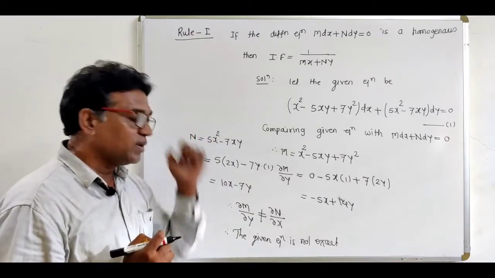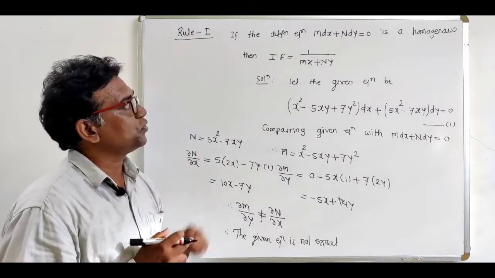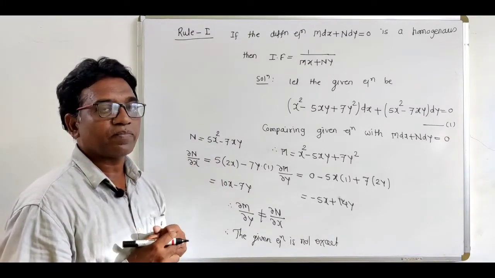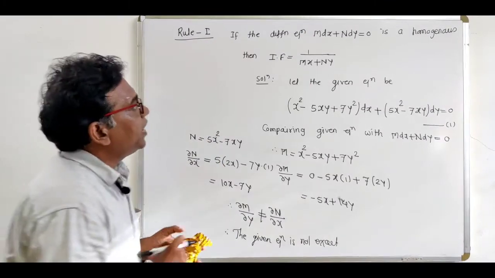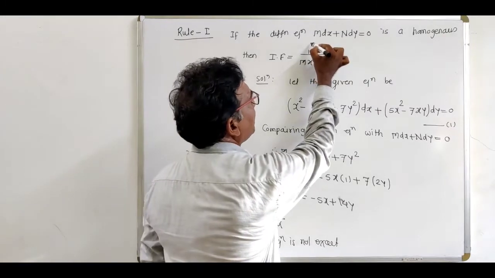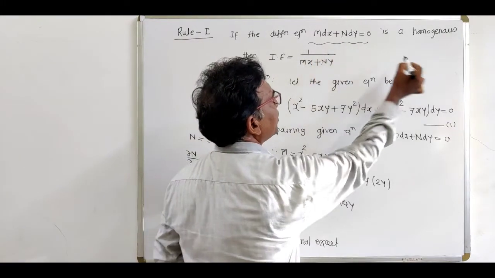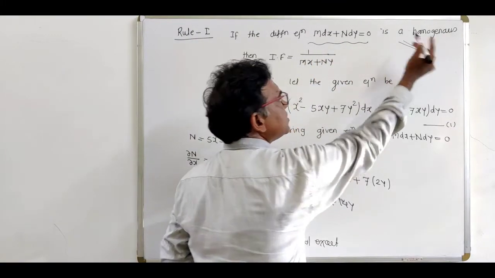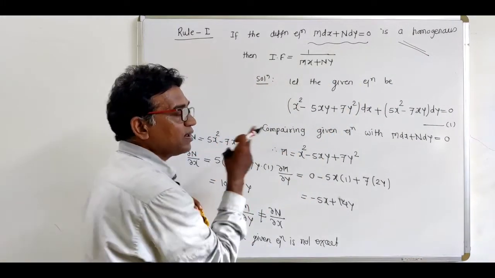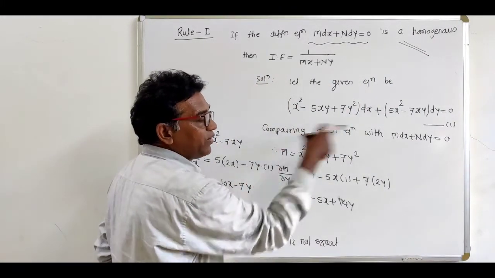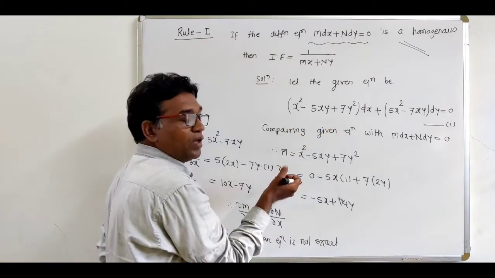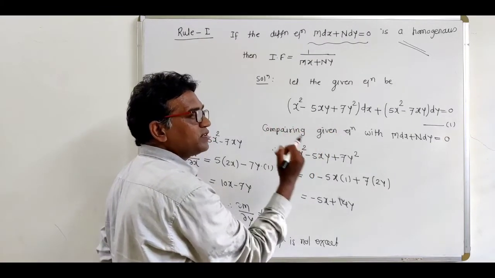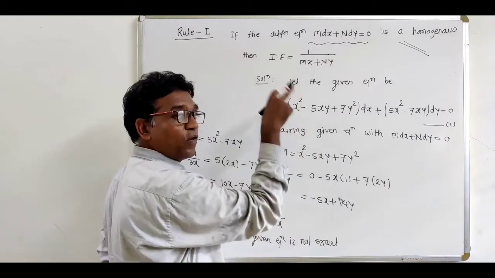Now see how to find the integrating factor. This is the first rule for finding the integrating factor. Now see, what is that rule? If the differential equation M dx plus N dy equal to 0 is a homogeneous differential equation, this is the required form. The given differential equation has equal power, so this is called the homogeneous differential equation.